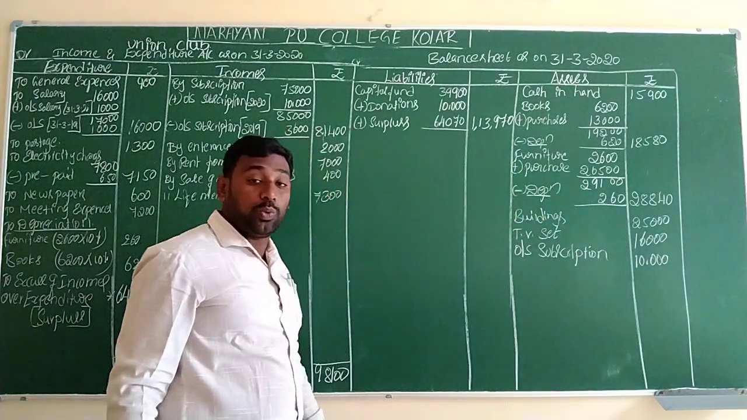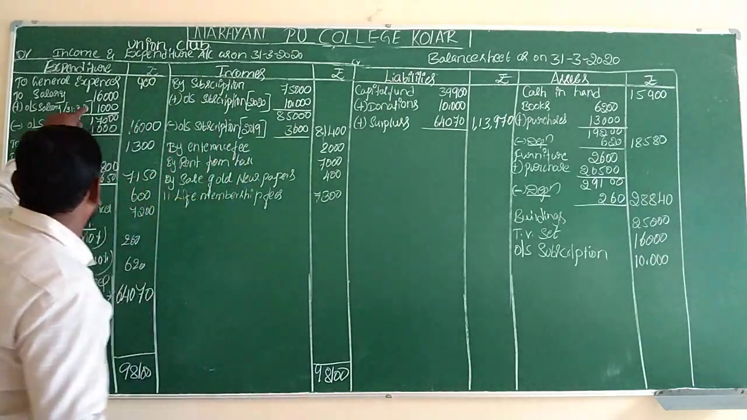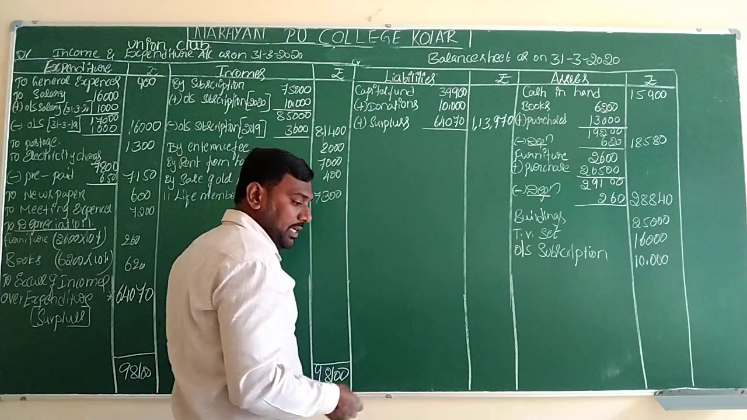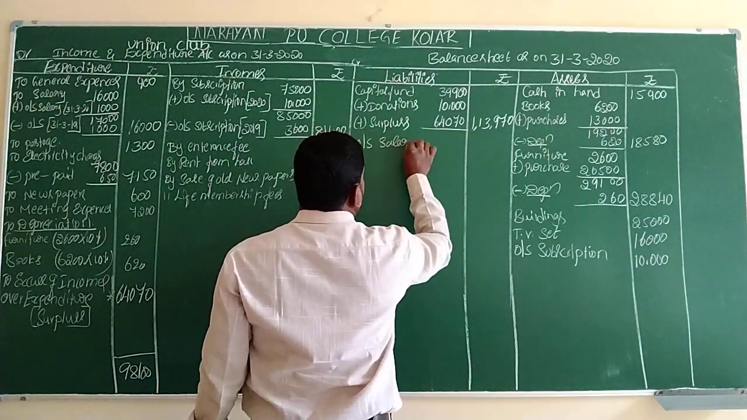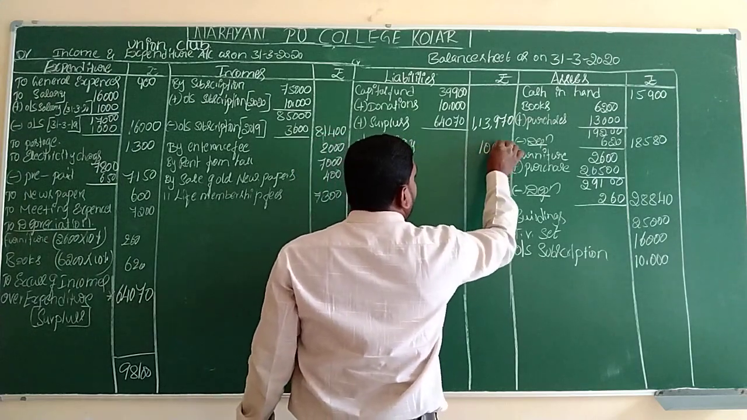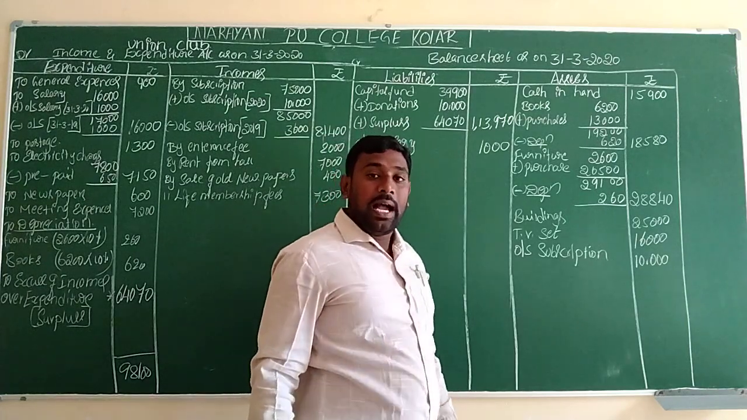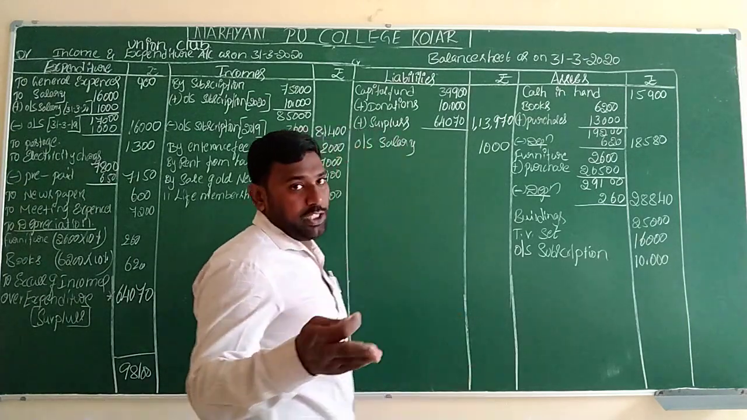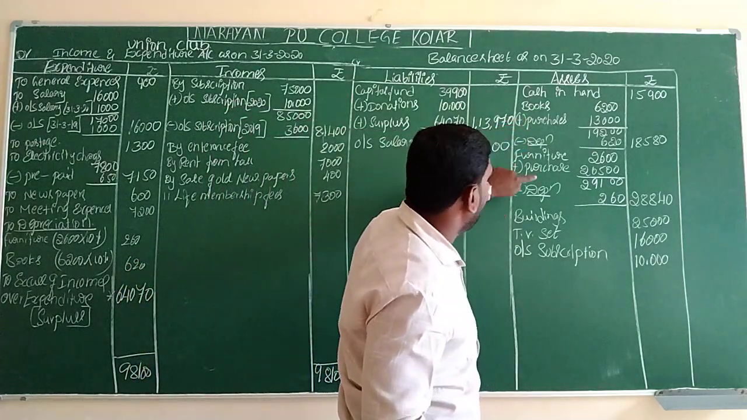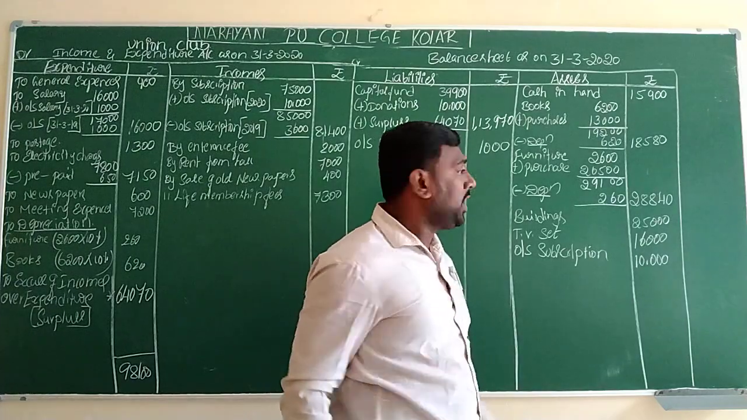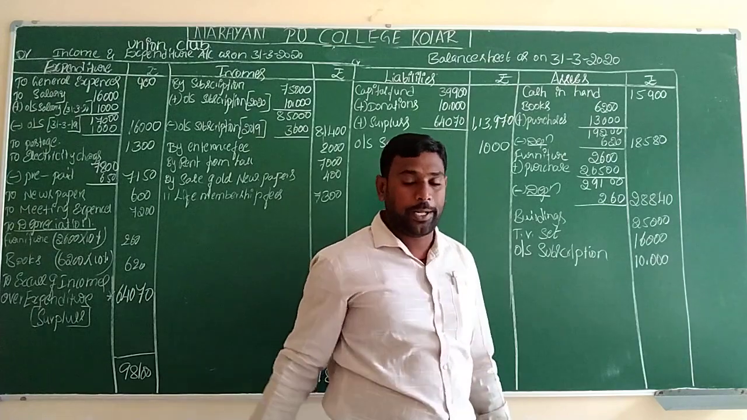Next, adjustment number 2 says outstanding salary, it is an expense. Again, it will be considered as a liability. We will write outstanding salary, 1,000. After that, adjustment number 3, depreciation on furniture and books. We should consider depreciation on furniture and depreciation on books, both to be transferred. Once we consider them as expenses, another time we should deduct them from the balance sheet assets.